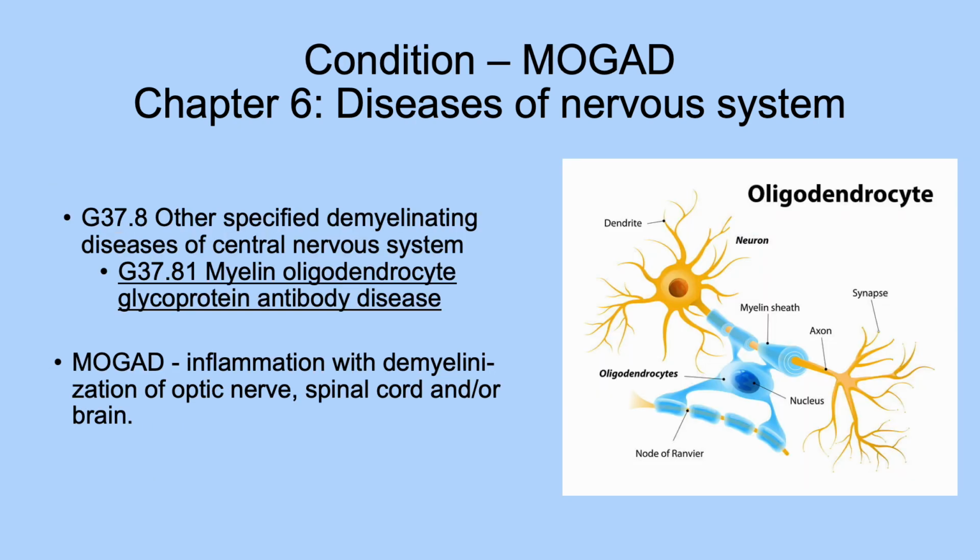Again, in Chapter 6, G37.8, other specific demyelinating disease of the central nervous system, myelin oligodendrocyte glycoprotein antibody disease, MOGAD. It's an inflammation with demyelination of the optic nerve, spinal cord, and/or brain. The oligodendrocyte is the cell that produces the myelin. So if there's a problem with that, then you're not going to get the myelin. You're not going to have the protection and the insulation of the cell.